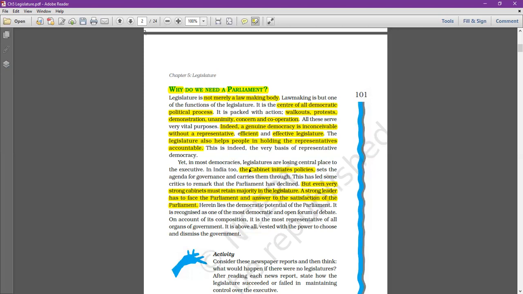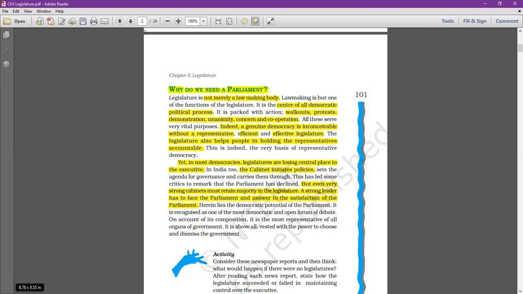In most democracies, legislatures are losing central place to the executive. Very important, very good line. In current circumstances, in the current world, you see that in India also, legislatures are losing central place to the executive. You all know that the legislature makes the law. As we have been reading in our junior classes also, the main work of the legislature is lawmaking.